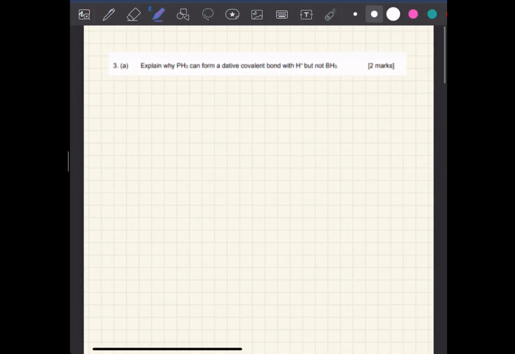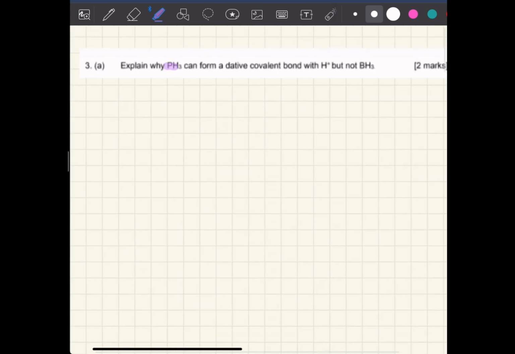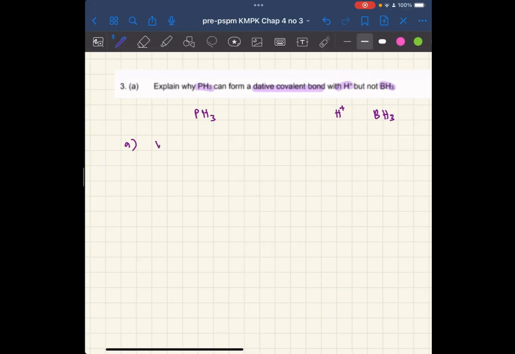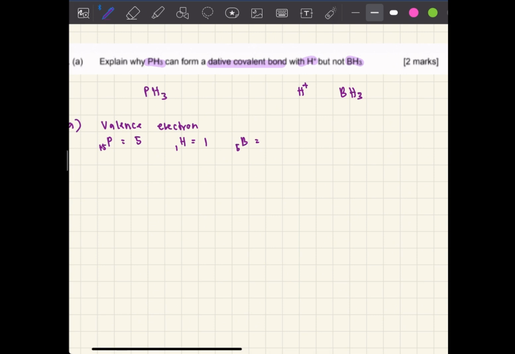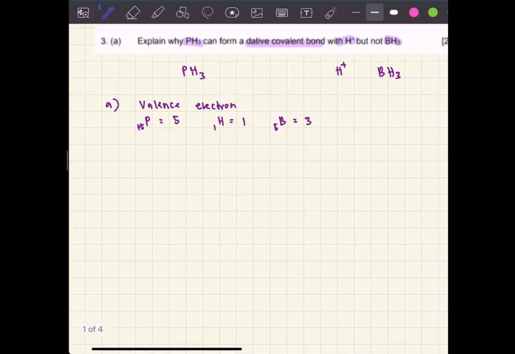So question 3a: explain why PH3 can form a dative covalent bond with H plus but not BH3. Check the valence electrons. When we have the valence electrons, we can draw the Lewis structure.